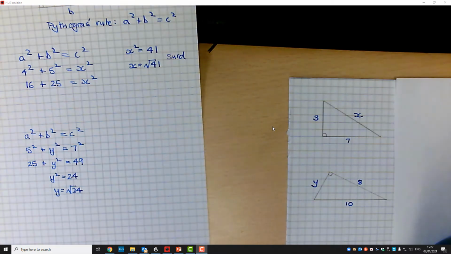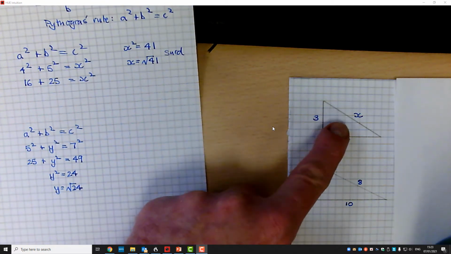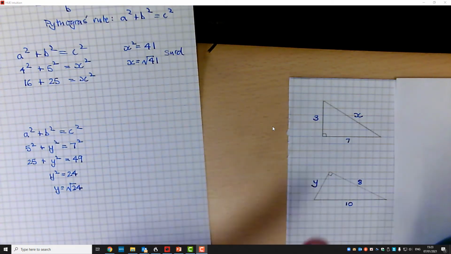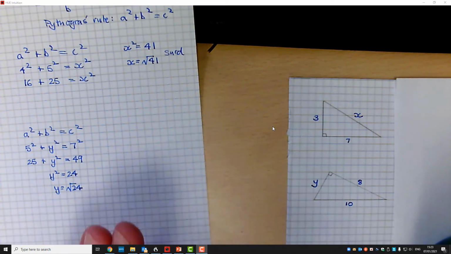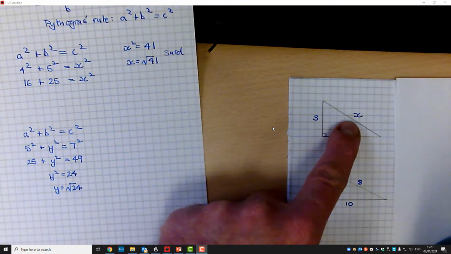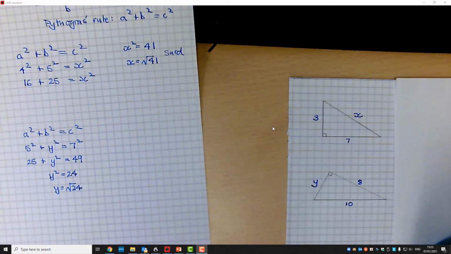Now what I want you to do is pause the video, and try and work out the answers for X and for Y. Once you start pressing play again, I'll be taking you through the answers. If you've tried your best to work out what X is and what Y is and you're not quite sure, then once again, go through the working out as I'm doing it. So just watch the video.